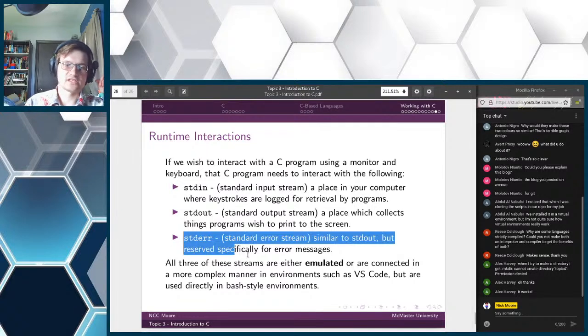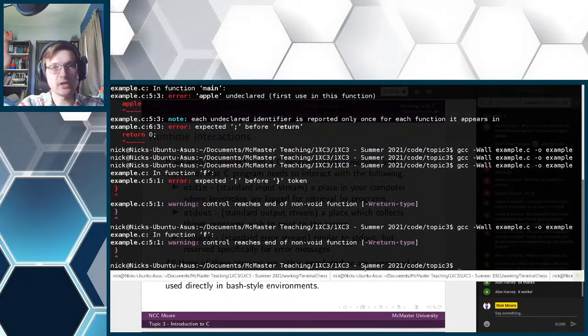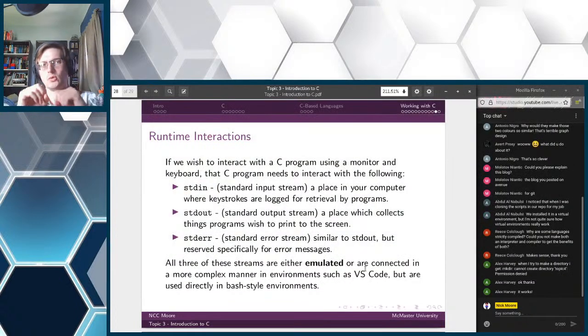Standard error. The standard error stream is very similar to standard output, but it's reserved specifically for error messages. All three of these streams are either emulated or connected in a more complex manner in environments such as VS Code, but are used directly in Bash-style environments. So VS Code is going to spoof standard output and standard input for you. When you're working in Linux and you're working on a Bash prompt, you don't have to spoof it, you just have it. It just works!